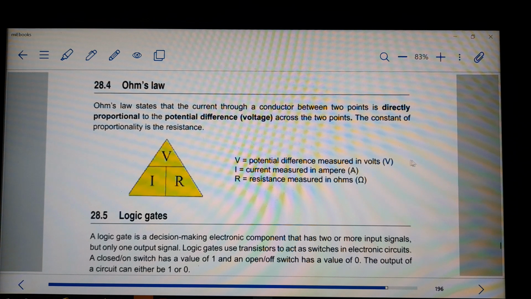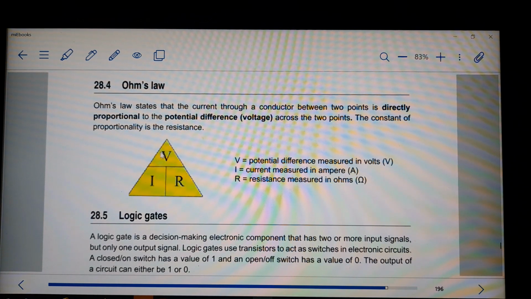The voltage is measured in volts. The current is measured in amperes, and the resistance is measured in ohms. So knowing this triangle, like what we did when we were doing speed, you must be able to calculate. If you have to calculate voltage, you hide voltage, and voltage is equal to current times resistance.